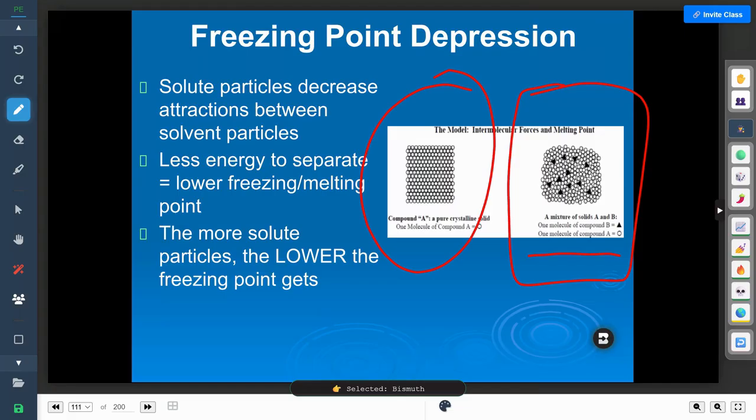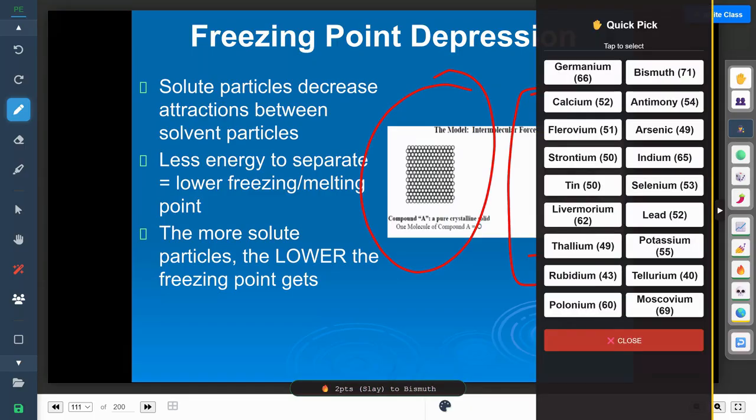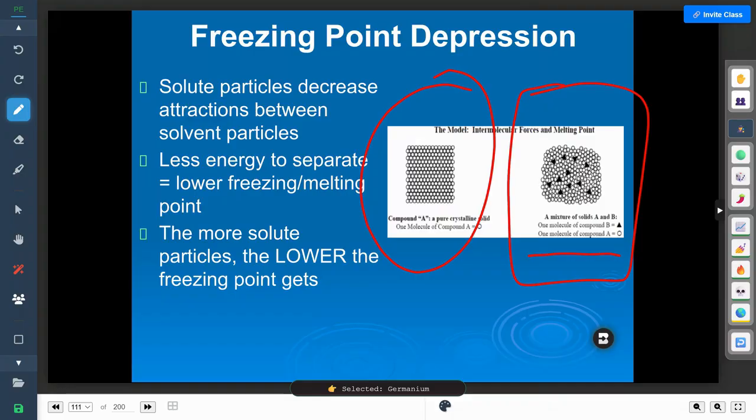Let's see if germanium can answer that question. Go ahead and pass that back. What do you think, germanium? I think that since the particles are the molecule B. Wait, where's the heat coming from? Yeah, I don't know. Okay, let's go with arsenic.